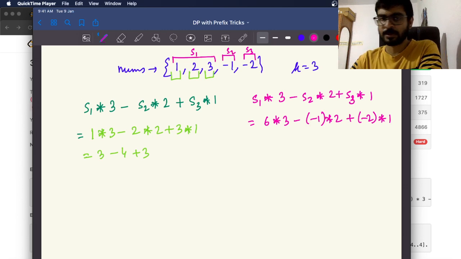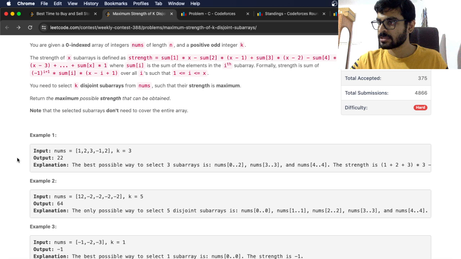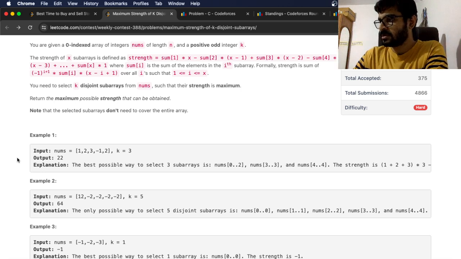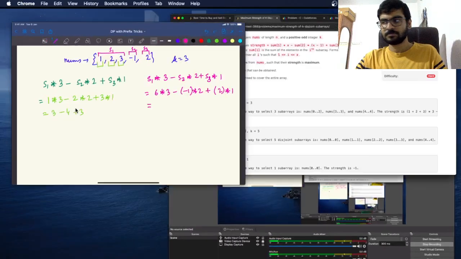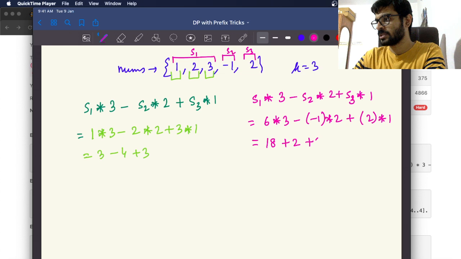Okay, sorry, I missed that last one. Last one is actually plus 2. So let me correct it. Over here it will be plus 2. I'm sorry. So it is 18 plus 2 plus 2, that is 22.